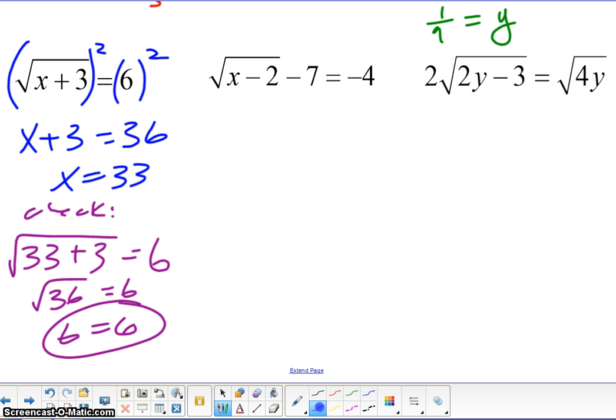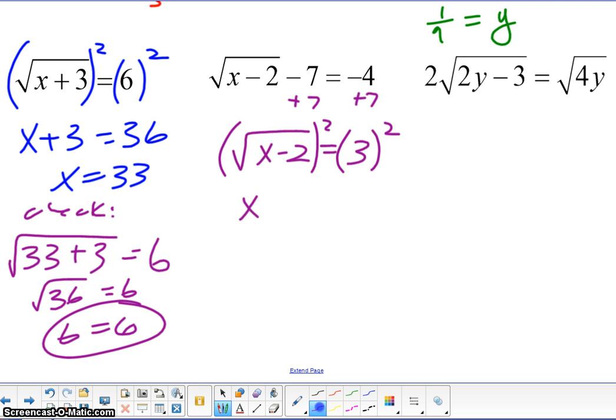Okay? And on the next one, we have to isolate the variables by adding 7 to both sides. So I'm left with square root of x minus 2 equals 3. Squaring both sides will give you x minus 2 all by itself, and 3 squared is 9. So x is going to equal 11.